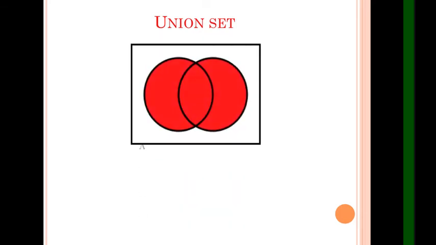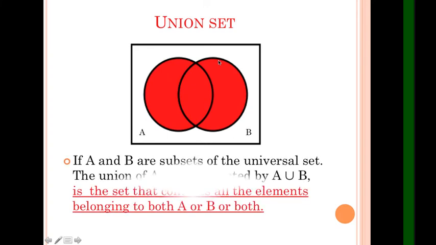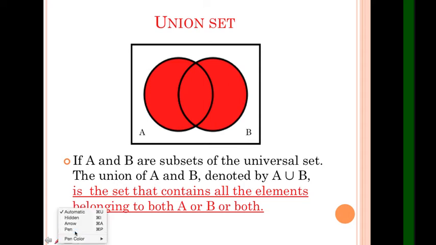Okay? Now, let's proceed to the first topic, which is all about union of set. So pag sabing union of set, as you can see, we have set A and set B, a representation of the union of set. So as you can see, this is a Venn diagram. A Venn diagram yan, no? And then, if A and B are subset of the universal set, so let's say this box is a universal set.